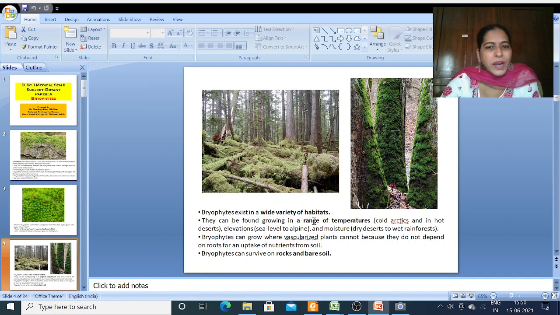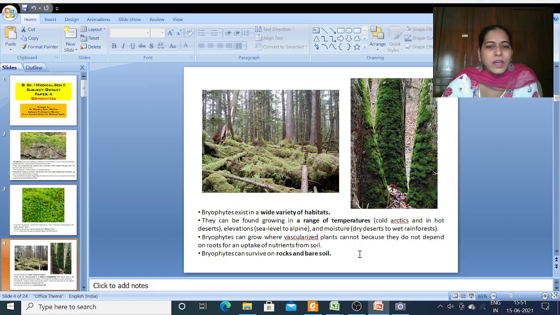Bryophytes exist in a wide variety of habitats. Here you can see them growing in a forest. They are growing on the forest floor as well as on the tree trunks. They can be found growing in a range of temperatures, that is the cold Arctic and hot deserts, elevations from sea level to alpine regions, and moisture from dry to wet rainforests also.